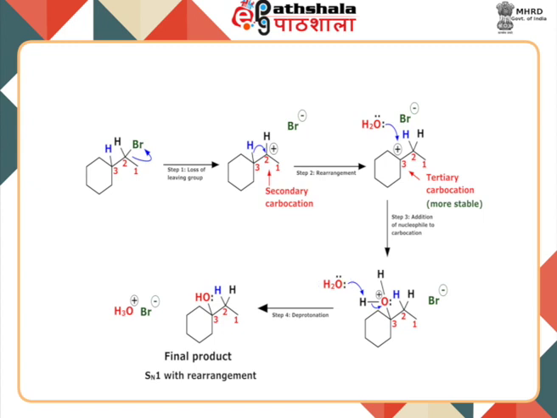As a result, we get this, and from this there will be deprotonation, and we get the final product where the OH is at the third position. And notice, if you look at the starting molecule and the ending, the Br was initially at the C2 position, but in the substituted product the OH is at the C3 position, and so this is the rearranged product which has taken place via the SN1 mechanism.